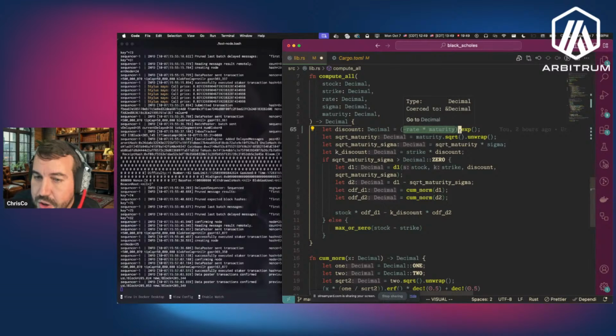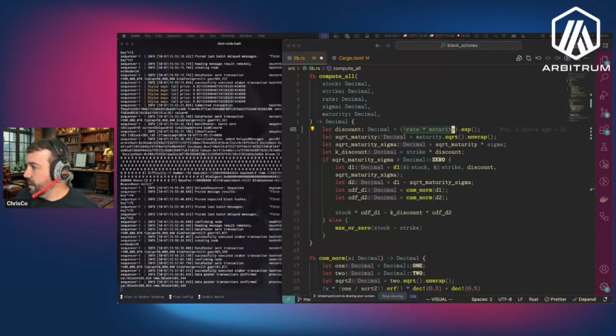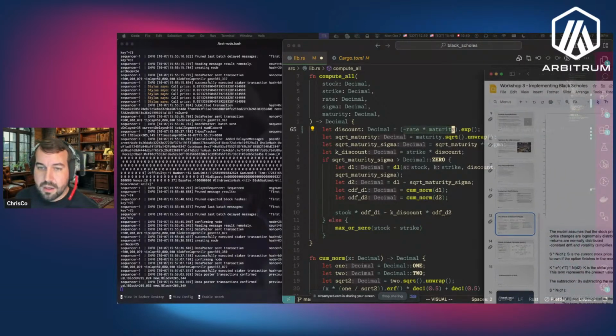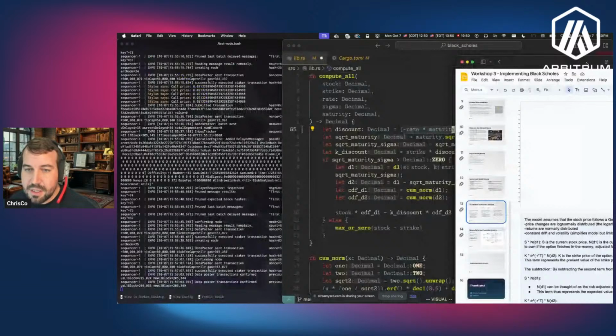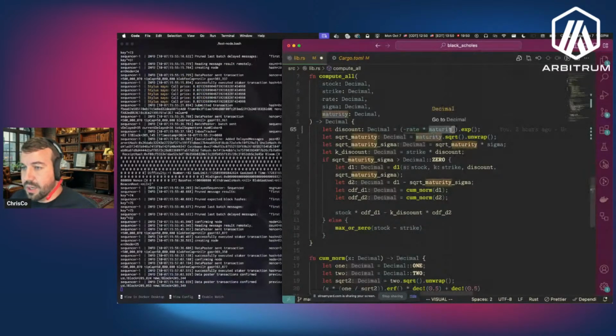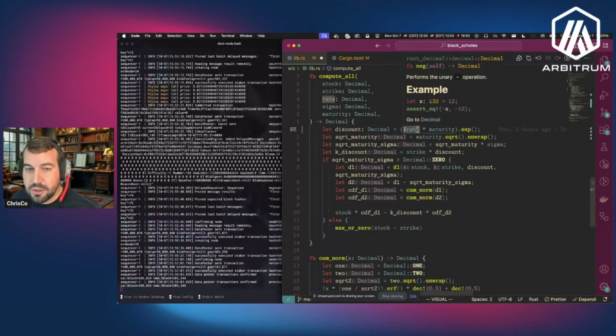So basically, if you remember from the equation, let's pull that formula in so we can look at it. If you remember here, this portion of the equation, this e to the negative r times t. E is the exponent, Euler's number, raised to the inverse of r times t. And t is the maturity, that is how much time the option has left to mature. And then r is the rate of return. We add the negative symbol in there, which is from the formula.